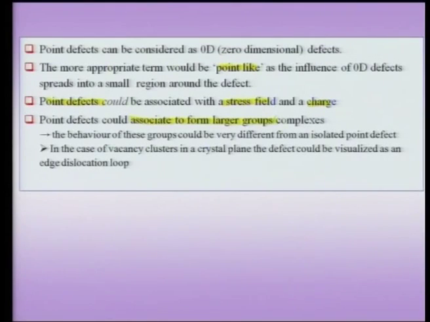The other important point which I mentioned when I was talking about point defects and other defects is that these could associate to form larger groups and complexes, and this is very important, because the group behavior of these groups could be very different from the associated point defect. Suppose I have a single vacancy vis-a-vis a cluster of vacancies.